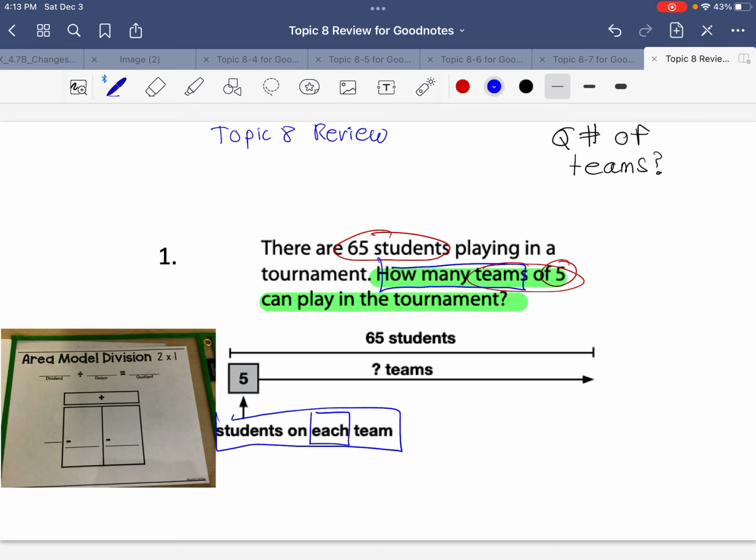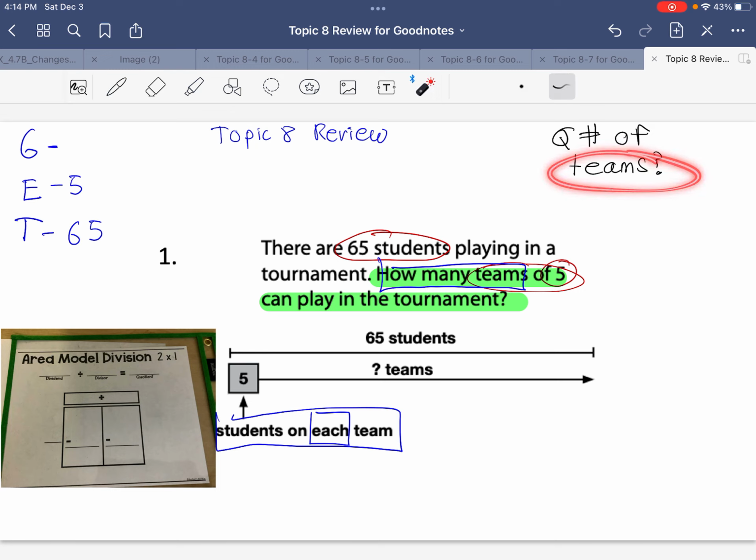Okay, I'm going to do my get. So I have my groups, my each, my total. My total is going to be my 65 students. My each is my 5 because it says students on each team. It's pointing to the 5. It says how many teams of 5, which means 5 on each team. Okay, so my each is 5. My groups is my teams, which I do not know. So I'm going to put a question mark.